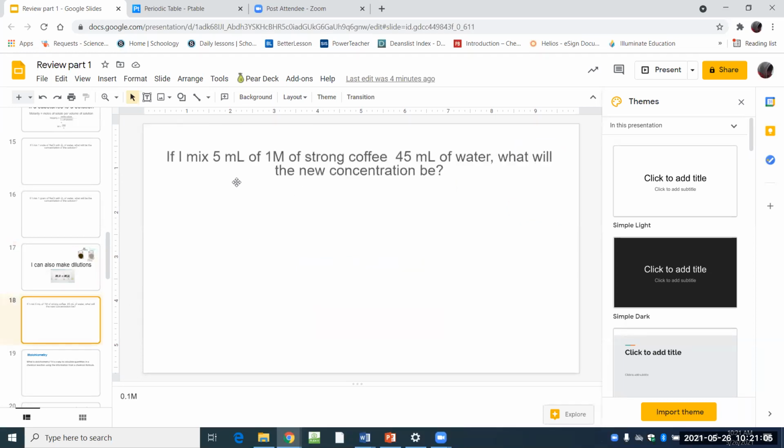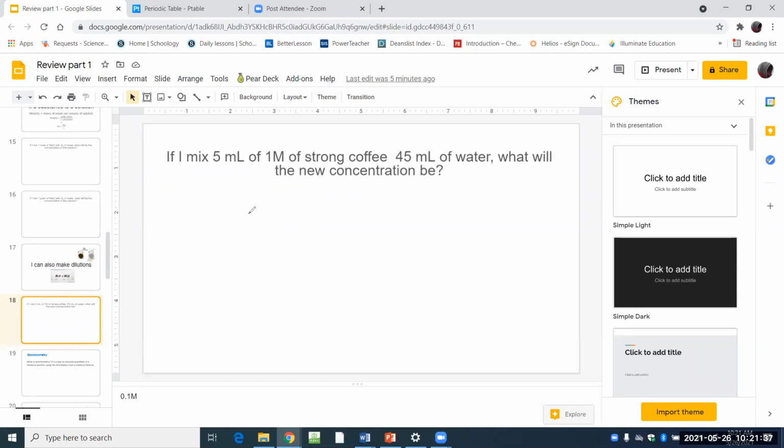So let's solve one of those problems. If I mix 5 mLs of a very strong coffee, say the molarity of coffee is 1 molar, with 45 mLs of water, what will be the new concentration? Just based on math, I can tell that the concentration will be about a tenth of this. Why a tenth? Because 5 over 50 is a tenth, right? So just based on that rationale, I should be able to figure out the answer.